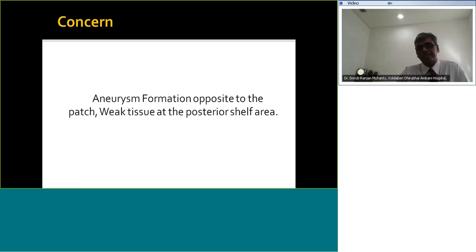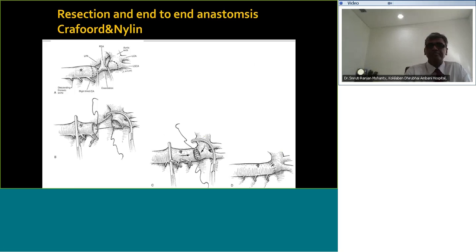Now the concern in both of these techniques is there is a possibility of aneurysm formation opposite to the patch, because there is weak tissue at the posterior shelf area, and that weak tissue still exists over there. See, the whole essence of coarctation surgery is to ensure that the coarcted segment or the dirty tissue is no more there in the patient. That should be the idea of doing the surgery. So in this particular method, that part is still left, and that is posterior. So that may end up causing aneurysm formation, which has been reported pretty well in this type of surgery.